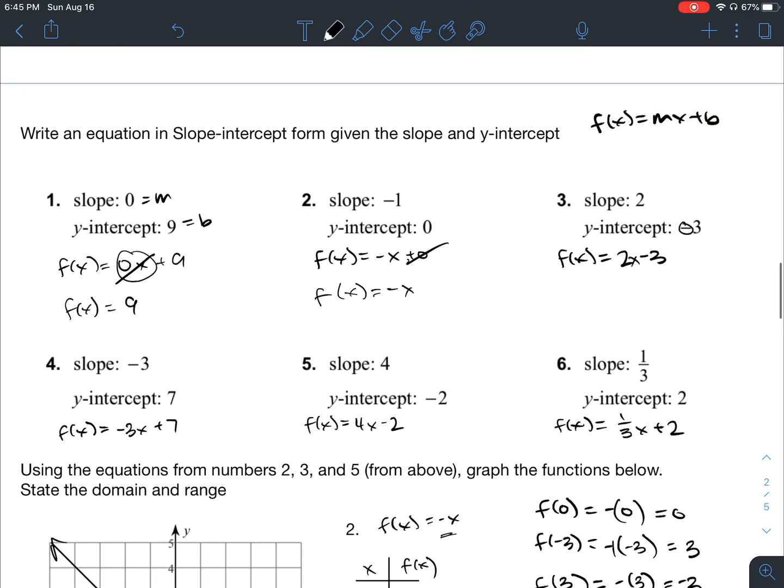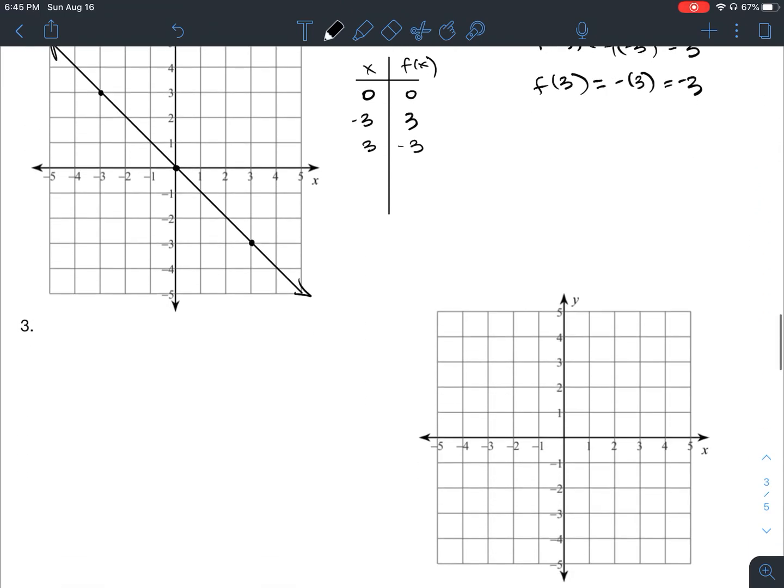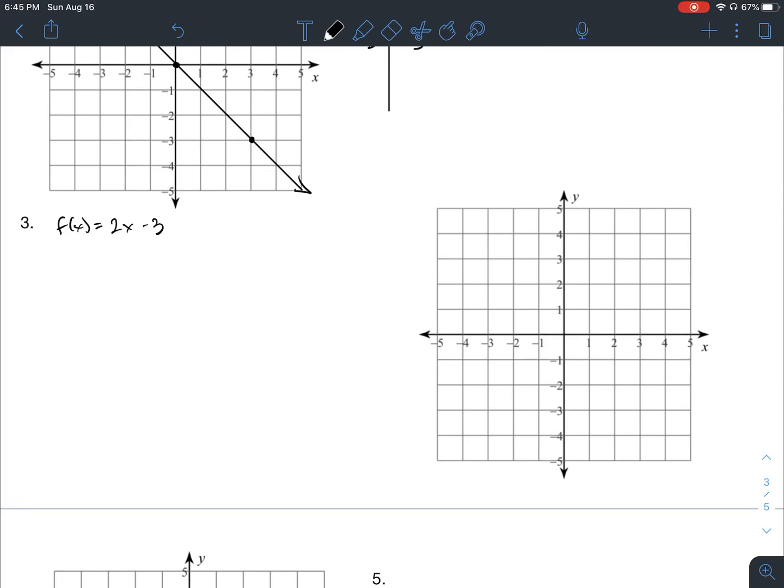So to move on to our next equation that we're going to graph, number 3, f of x is equal to 2x minus 3. All right, I'm going to go ahead and do one more table.